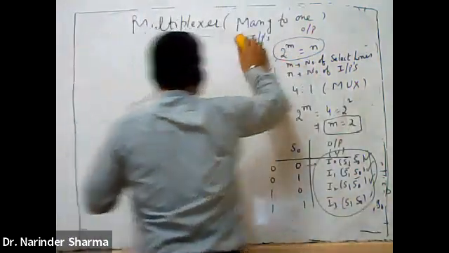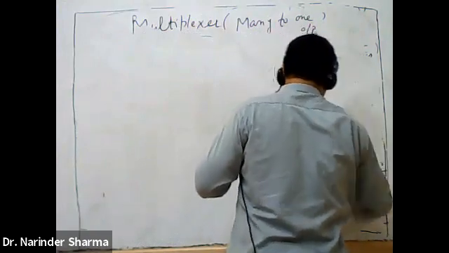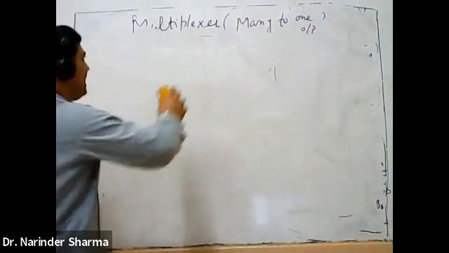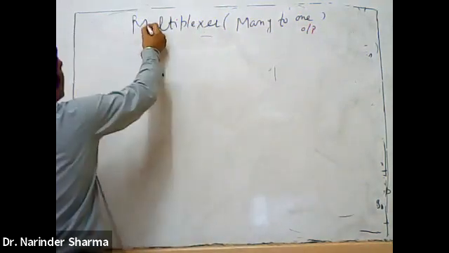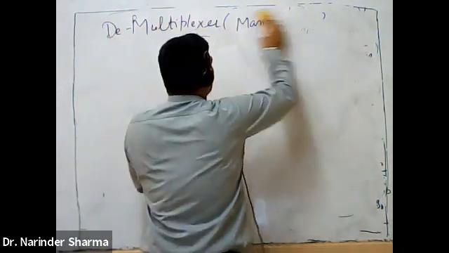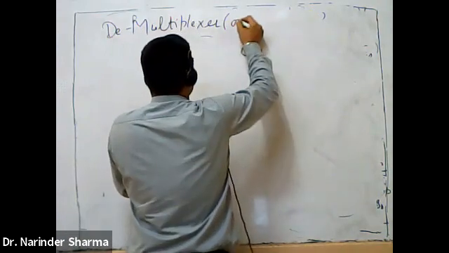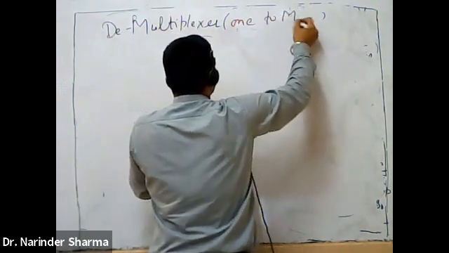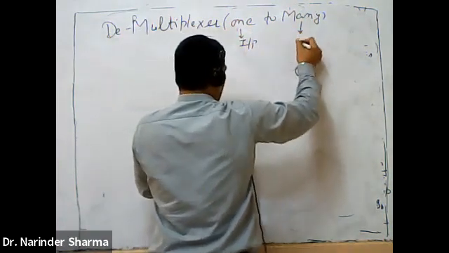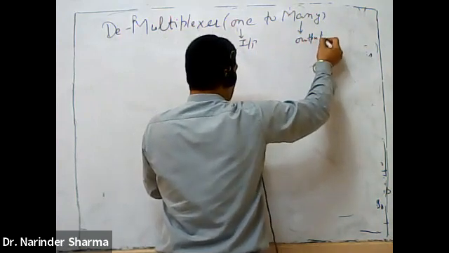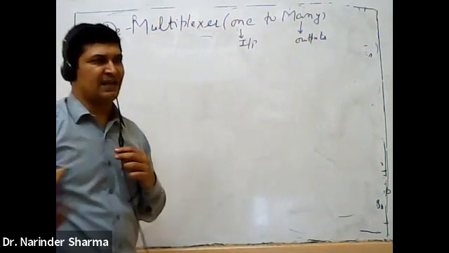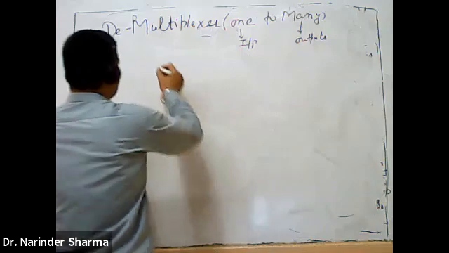So, demultiplexer. A demultiplexer is just the converse of a multiplexer. It is one to many: one input, many outputs. Which output is selected again depends upon the select lines.